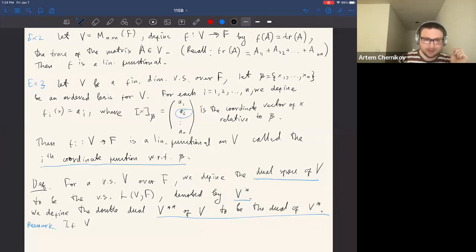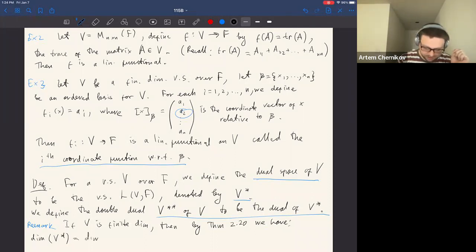So if V is a finite dimensional vector space, then by theorem 220 that we just discussed about isomorphisms, right, we have the following. We have that the dimension of the dual space V star is just the dimension of the space of all linear transformations from V to F, right, just by definition. This is what V star is. Now, as we remarked earlier, this is the dimension of the space of matrices. What are the dimensions of these matrices? So the dimensions are the dimension of V times the dimension of F, these two spaces between which these linear transformations go, over F, okay?